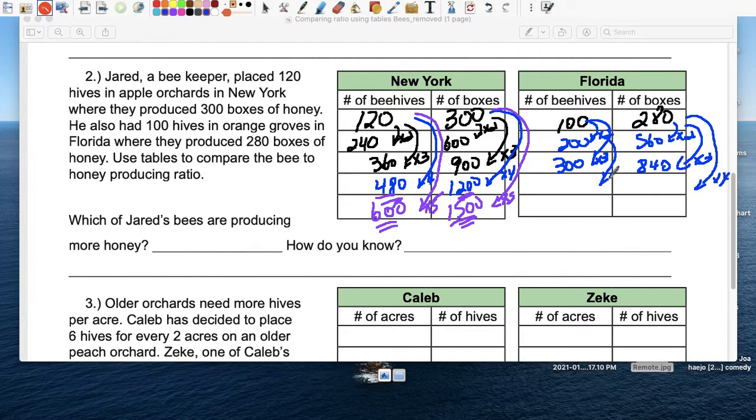Times 4 will be 400. Times 4 is going to be 1,020. Times 5 is going to be 1,300. This is going to be 500 times, multiplicado por 5. Todavía no. And then we're gonna have to do one more, and I hope you see it. If I do this times 6, multiplico por 6, me sale 600.